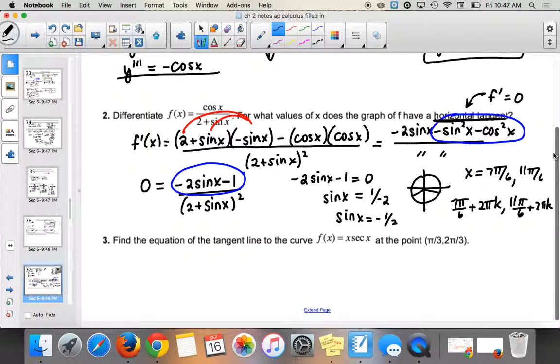All right, so number 3. Find the equation of the tangent line to the curve at the point pi over 3, 2 pi over 3. So, all right, if I have f prime, I need to find the slope.